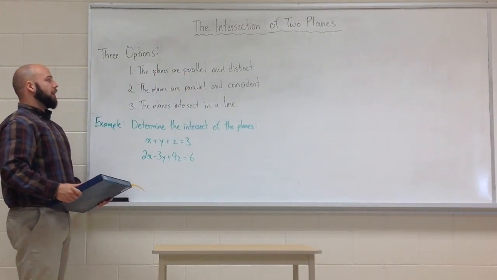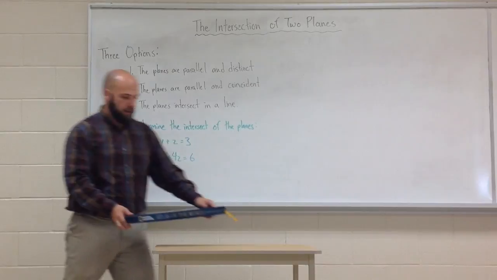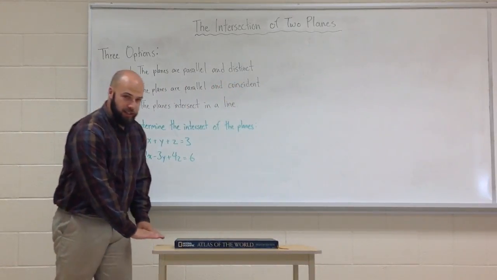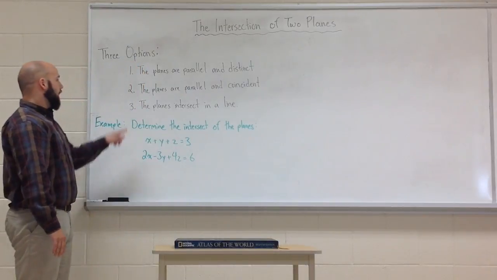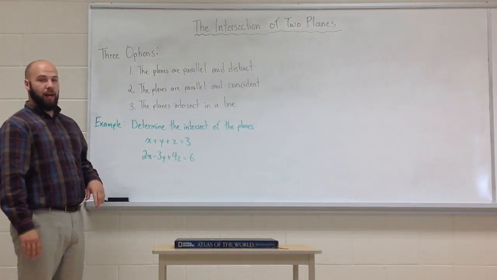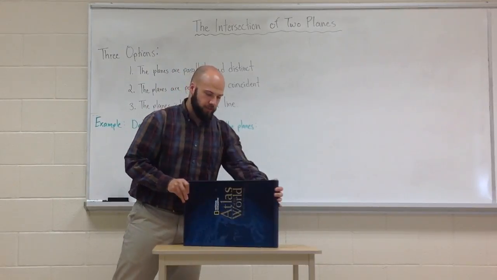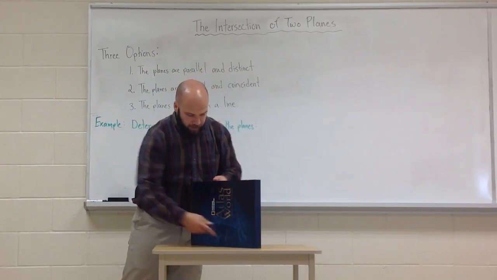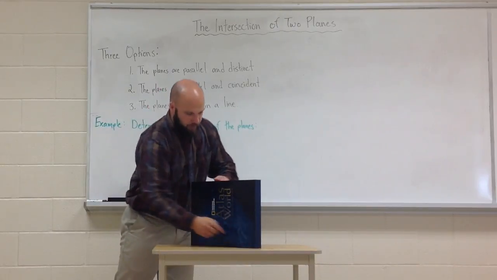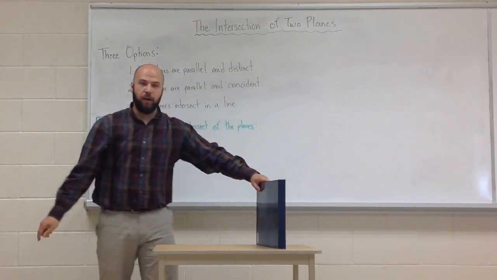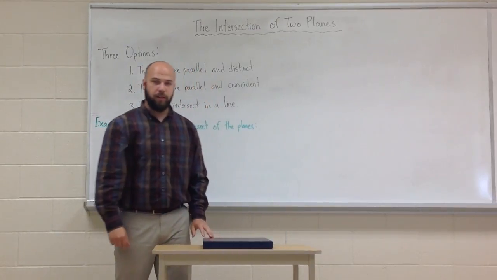The planes being parallel and coincident would mean that they do touch each other; they're parallel but they lie on the same plane. And then the third option, they intersect in a line. No matter how you rearrange this final plane, they intersect in one line. So if the normal vectors of the planes are not parallel, they will intersect in a line.